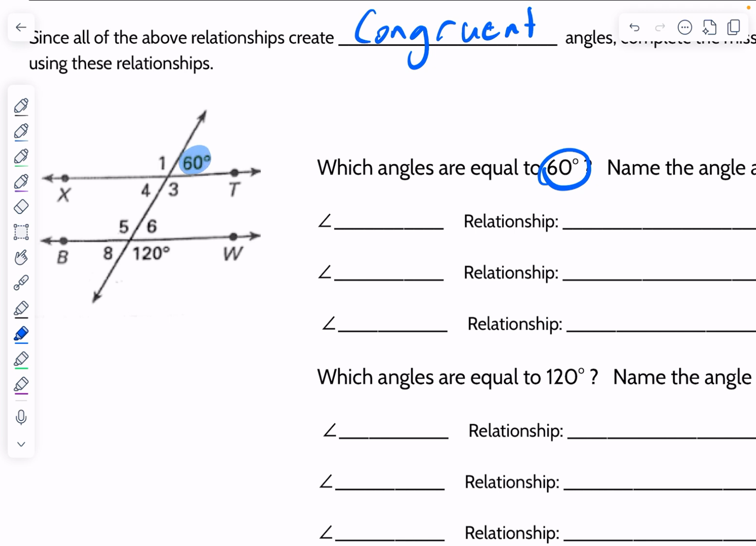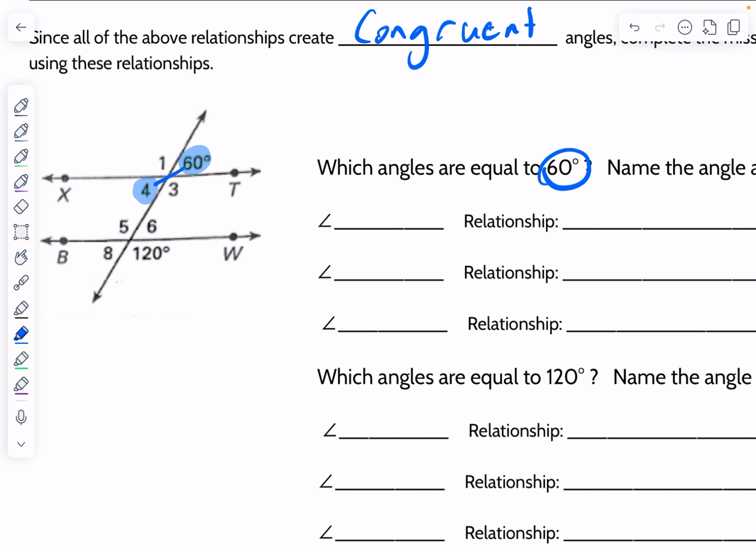Okay, the first thing I think about is we have the vertical angles. So vertical angles are directly across from each other, which gets us to angle 4. It's kind of like a little puzzle. So angle 4 would be equivalent to 60 degrees. But let's keep going.